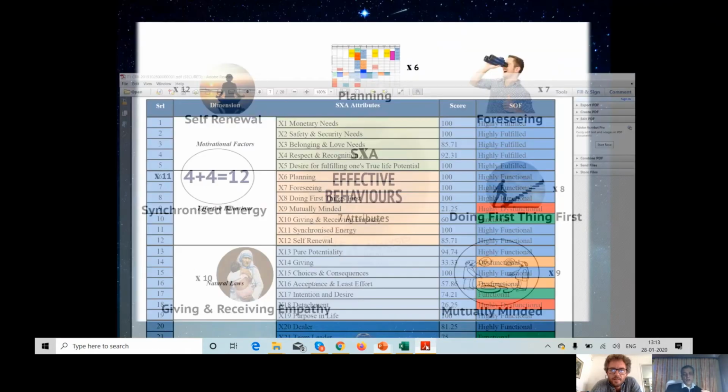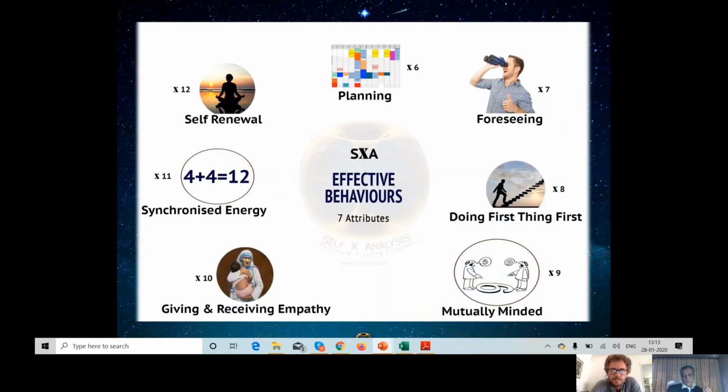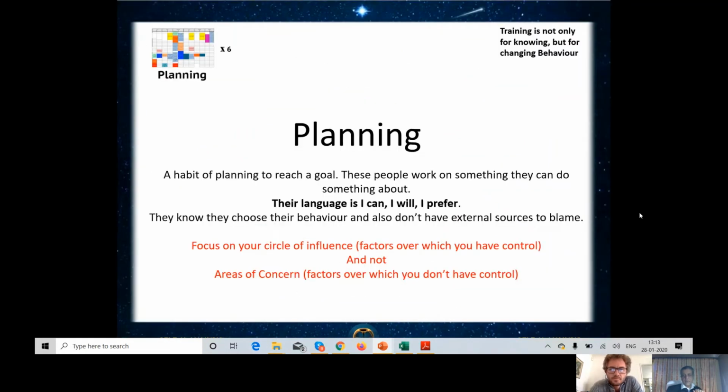Excellent. So let's get on with the attributes which make a person effective or not effective. The first one is planning. Planning is a habit. It's the habit of planning to reach a goal. These people work on something they can do something about. Their language is always: I can, I will, I prefer. They choose their behavior by their decisions, like you said, right? And they don't have external sources to blame.